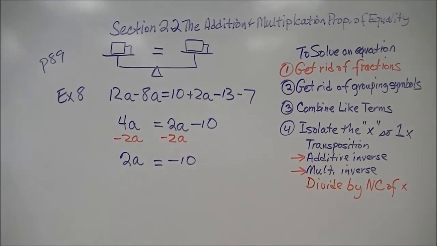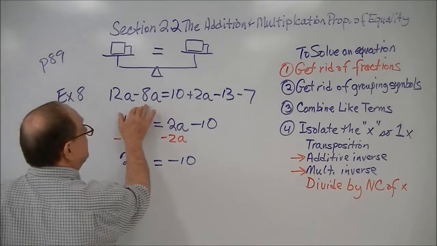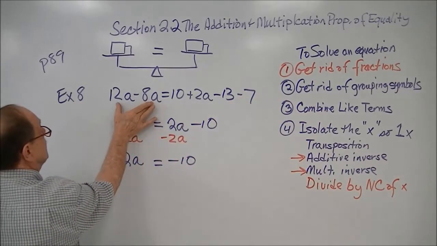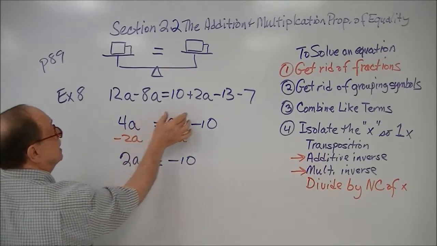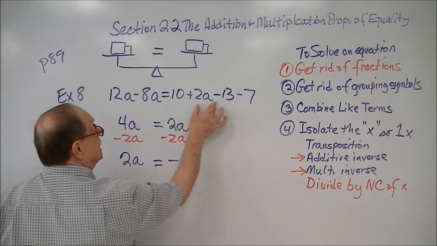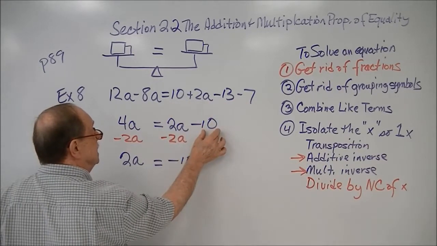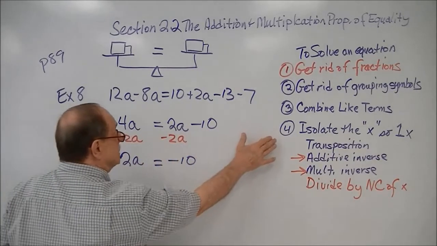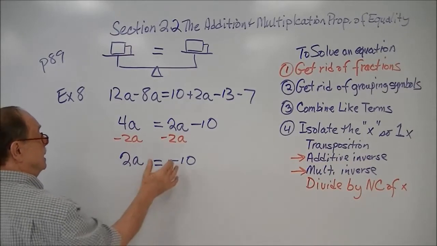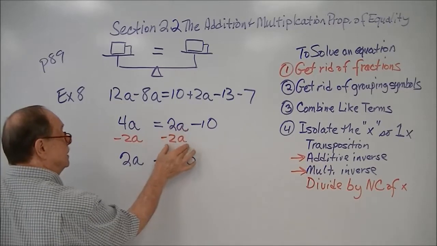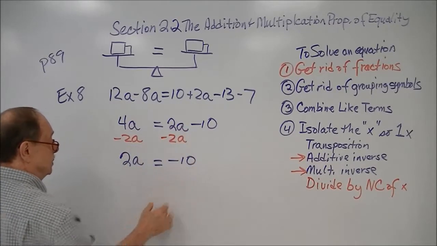Okay, going on now to example 8. I worked a little bit of it out. First thing you want to do is, with no grouping symbols, combine like terms. So this becomes a 4a, the 2a by itself. This adds up to a -20, and a +10 gives me a -10. So we're going to start to isolate the variable, in this case trying to keep it positive. So we'll subtract its additive inverse from both sides, and we end up with this.